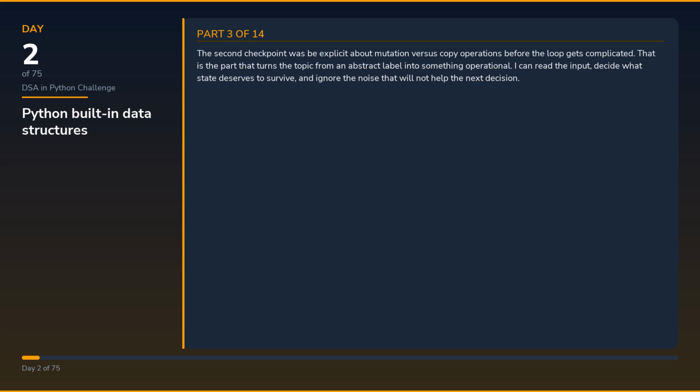The second checkpoint was to be explicit about mutation versus copy operations before the loop gets complicated. That is the part that turns the topic from an abstract label into something operational. I can read the input, decide what state deserves to survive, and ignore the noise that will not help the next decision. The implementation shape only earned trust once I kept returning to the last rule: use built-ins because they match the invariant, not just because they are available. That is where the code stops being decorative. Every update either protects the invariant or it does not, and that makes the debugging path much cleaner.